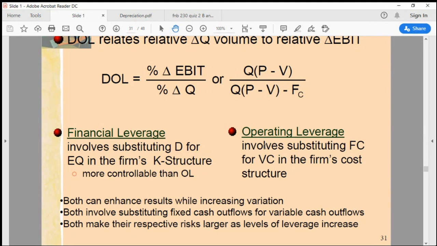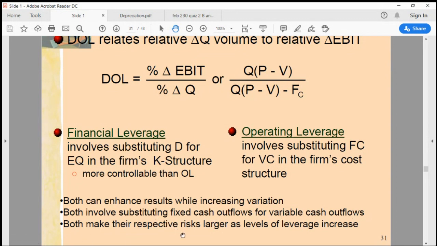So it's more controllable than operating leverage, because operating leverage involves plant and equipment. How can you easily get rid of plant and equipment, or add more plant and equipment? It's not easy, so it's less controllable than financial leverage. Now, operating leverage involves substituting fixed cost for variable cost in the firm's cost structure. Yes, both can enhance the results while increasing variation. Both involve substituting fixed cash outflows for variable cash outflows.